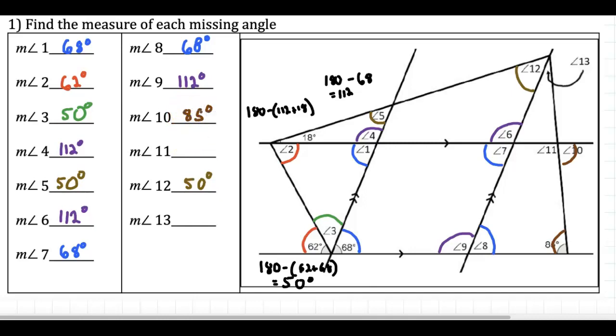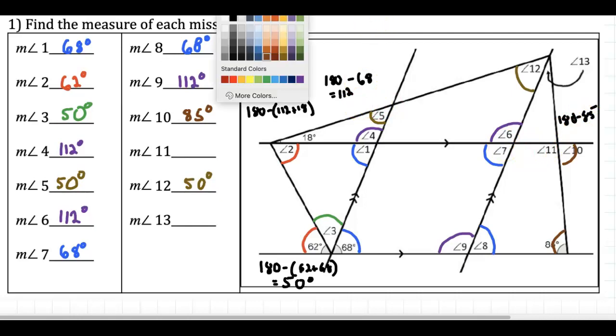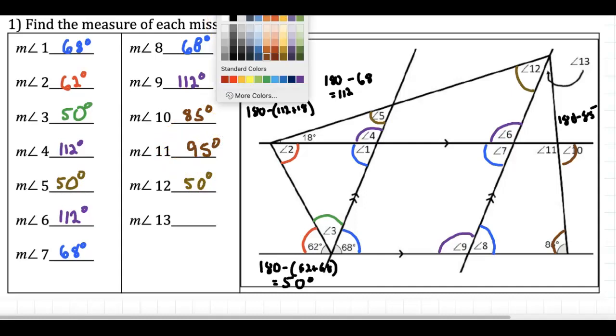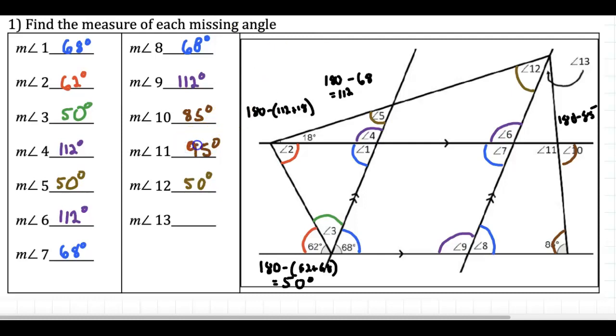The measure of angle number 11. Well, if I subtract 85 from 180, like 180 minus 85, that's going to be 95, right? So let's change colors again. Oh, here we go. Measure of angle 11 is 95 degrees. I'm not sure that's a different color. Let's go with this one. 95 degrees. Okay, so put that one right there.